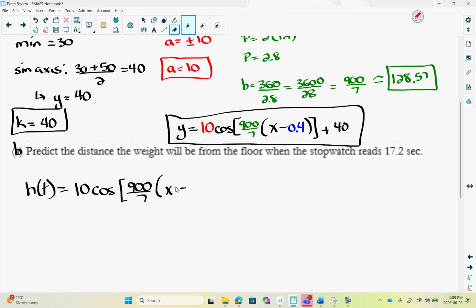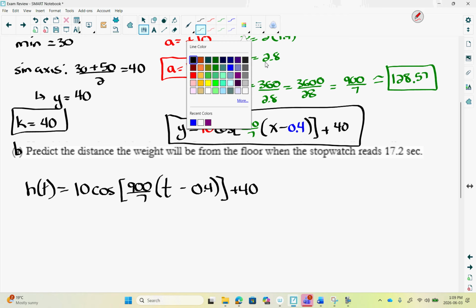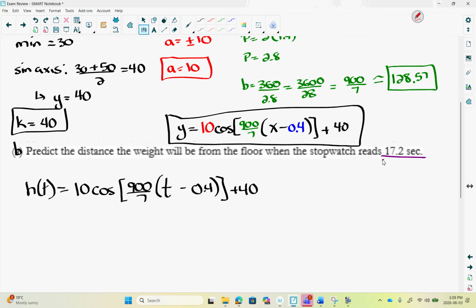Not x, go with t for time. How do I answer this question? What does this represent right here? Is it a y value or an x value? A height or a time? It's time. It's the x value.